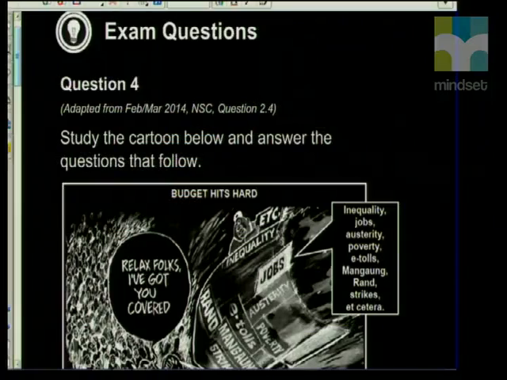Let's see, what is the next question there? The last question is question 4. In question 4, we study the cartoon below and answer the questions that follow. Remember, boys and girls, I've been saying that we have lower order, middle order, higher order questions in each of the questions. And the question paper is also structured in that way, because we've got section A, lower order, B, middle order, then you have essays as higher order questions.